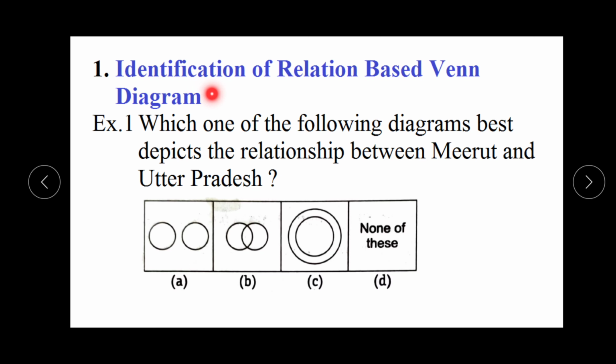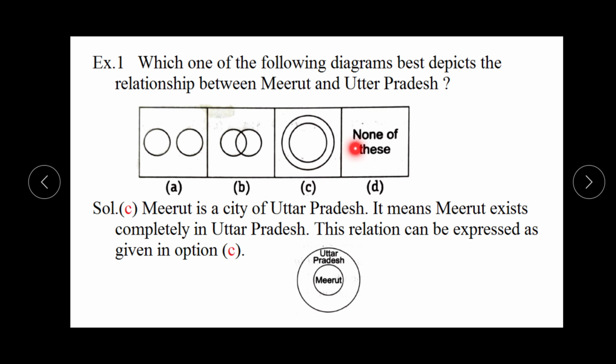In the first, the identification of relation based Venn diagram, to understand better, there is an example on this topic. Which one of the following diagrams best depicts the relationship between Meerut and Uttar Pradesh? It means, what is the relationship between Meerut and Uttar Pradesh? So these are the diagrams by which we can show the relationship. Here, in the third option, we can say that Meerut is a city of Uttar Pradesh. It means Meerut exists completely in Uttar Pradesh. This relation can be expressed as given in option C.